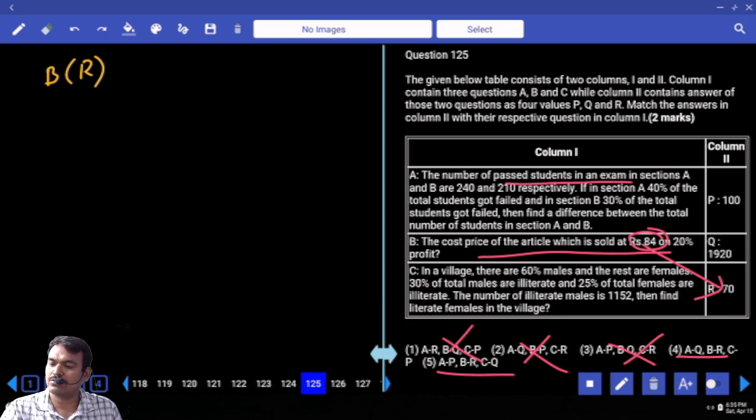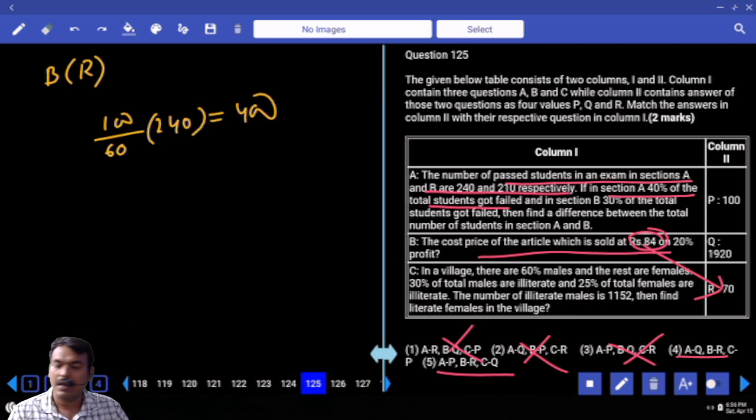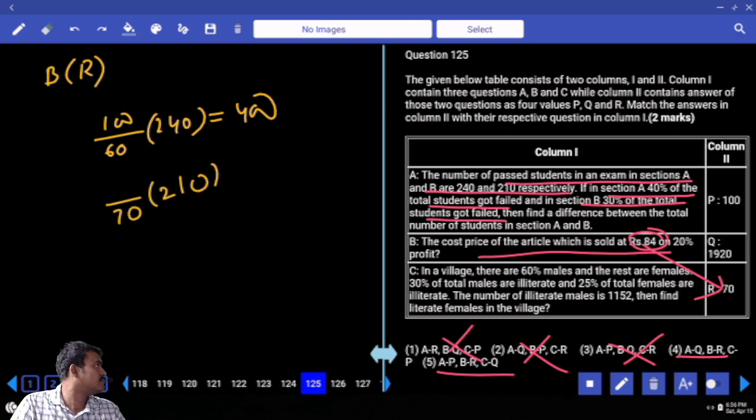First, the number of passed students in the exam in sections A and B are 240 and 210. Section A, 40% of the total students failed. 40% failed means pass value is 60%. What is the 60% value? 240, then 100% value is 400. Yes or no? Next, second section B, 30% failed means pass value is 70%. In place of 70, how much value is given? 210. 70% is 210, which means 100% is 300.